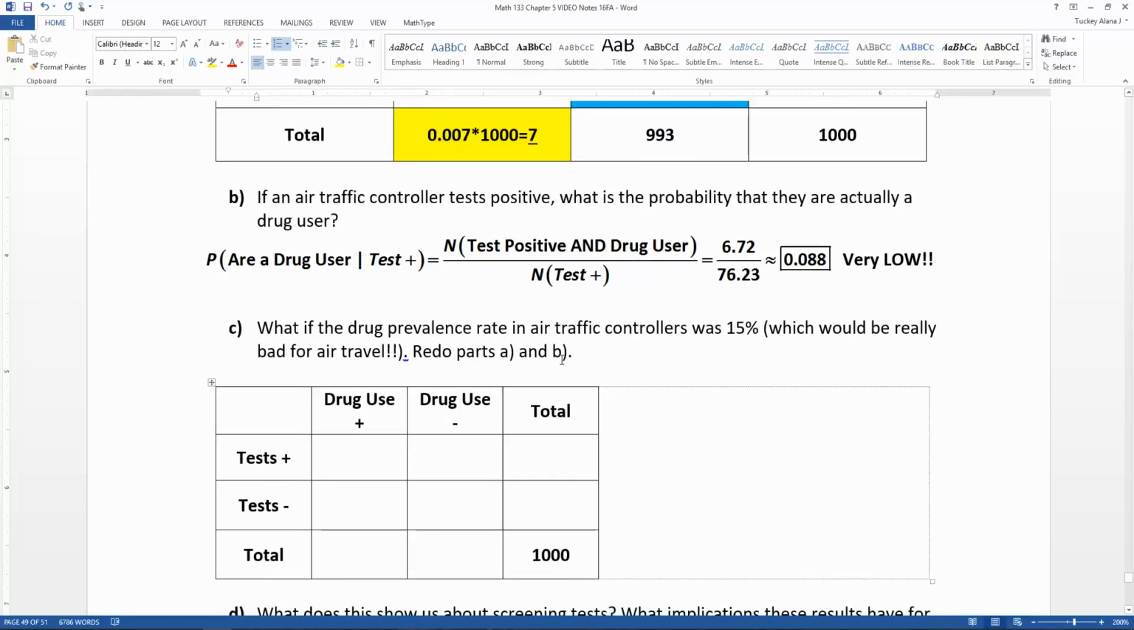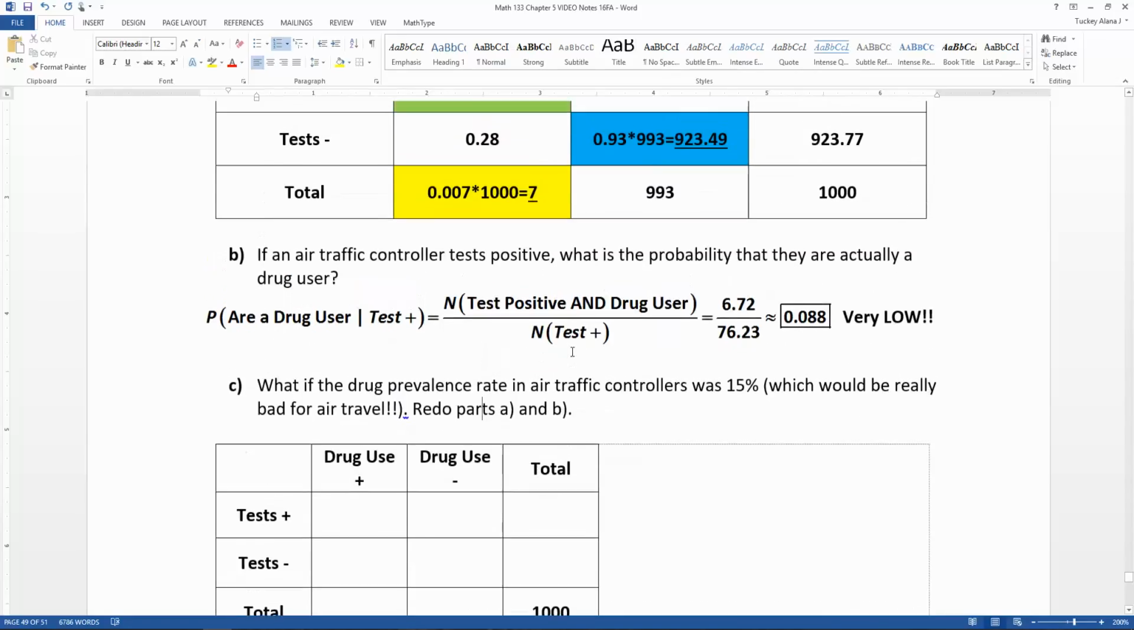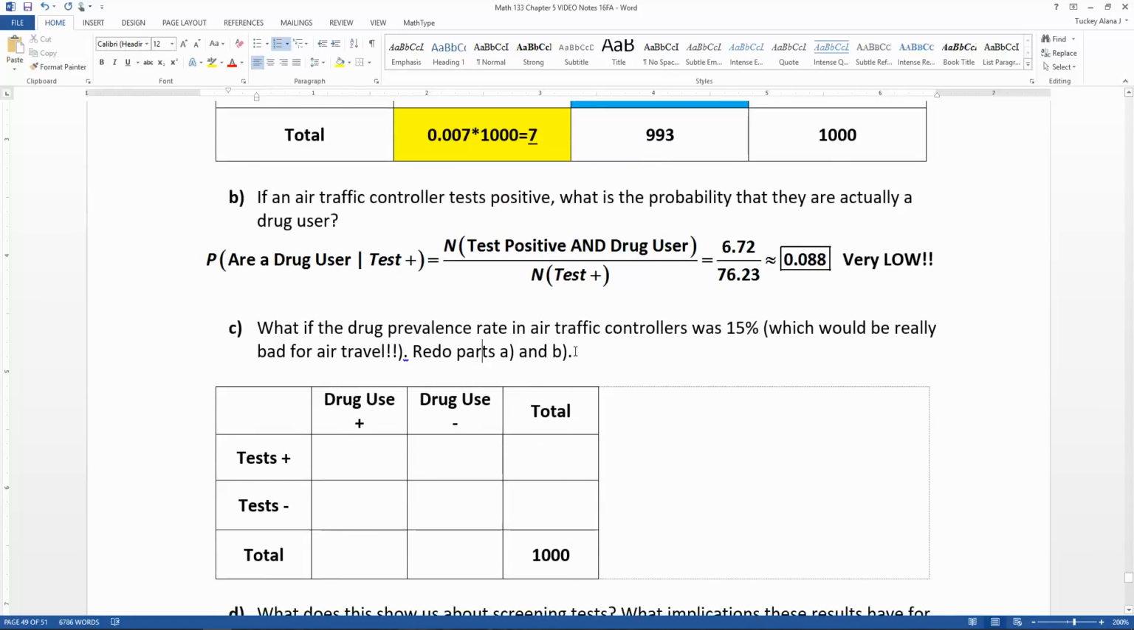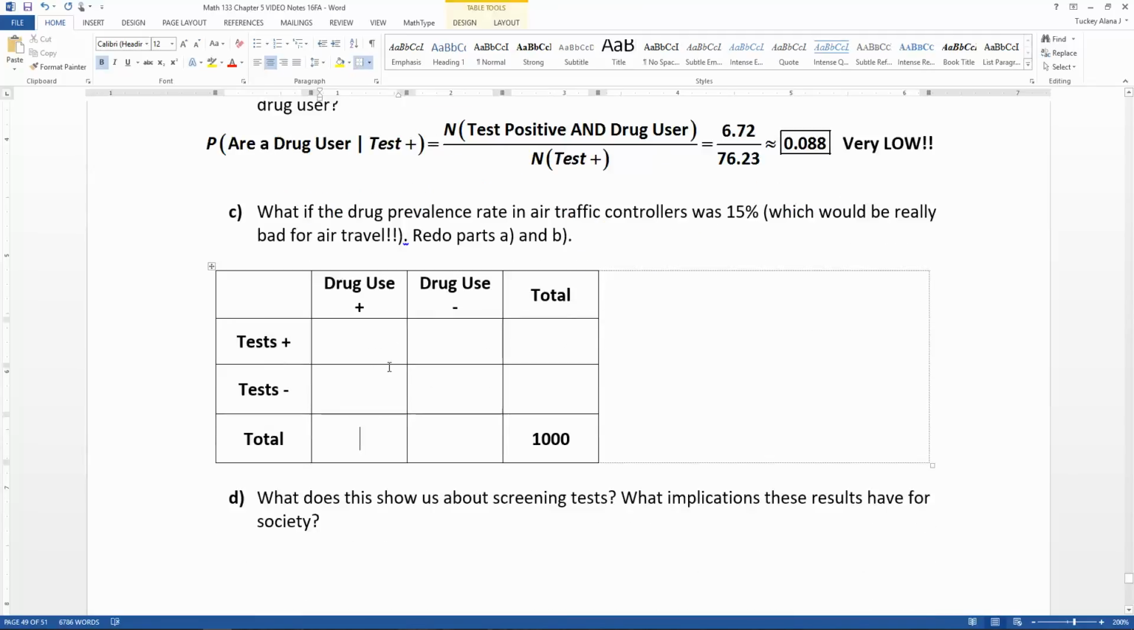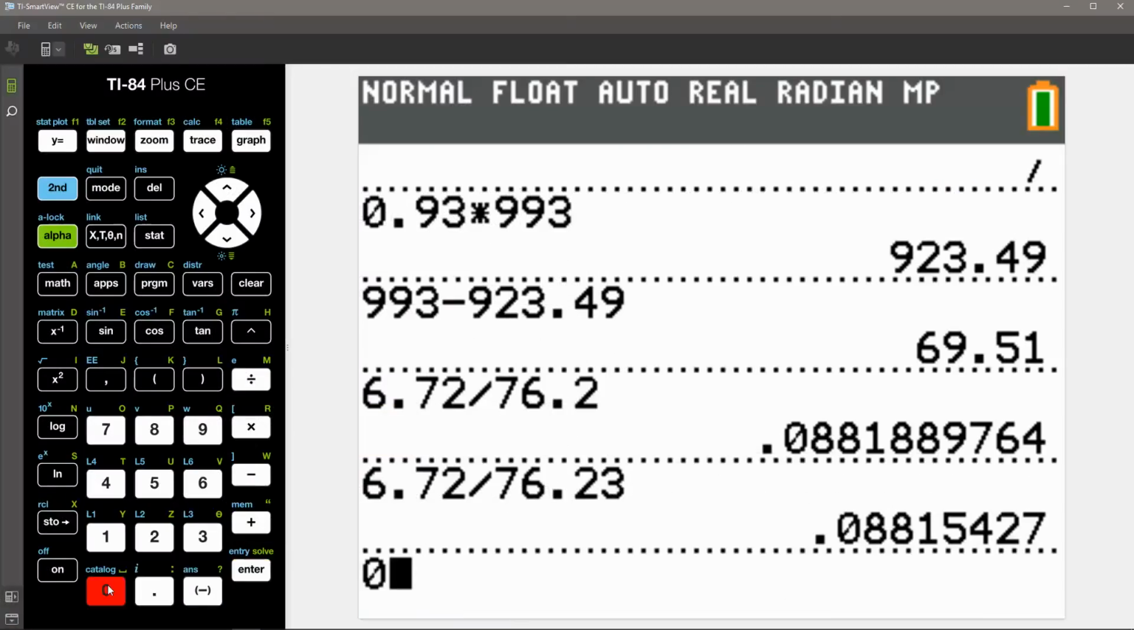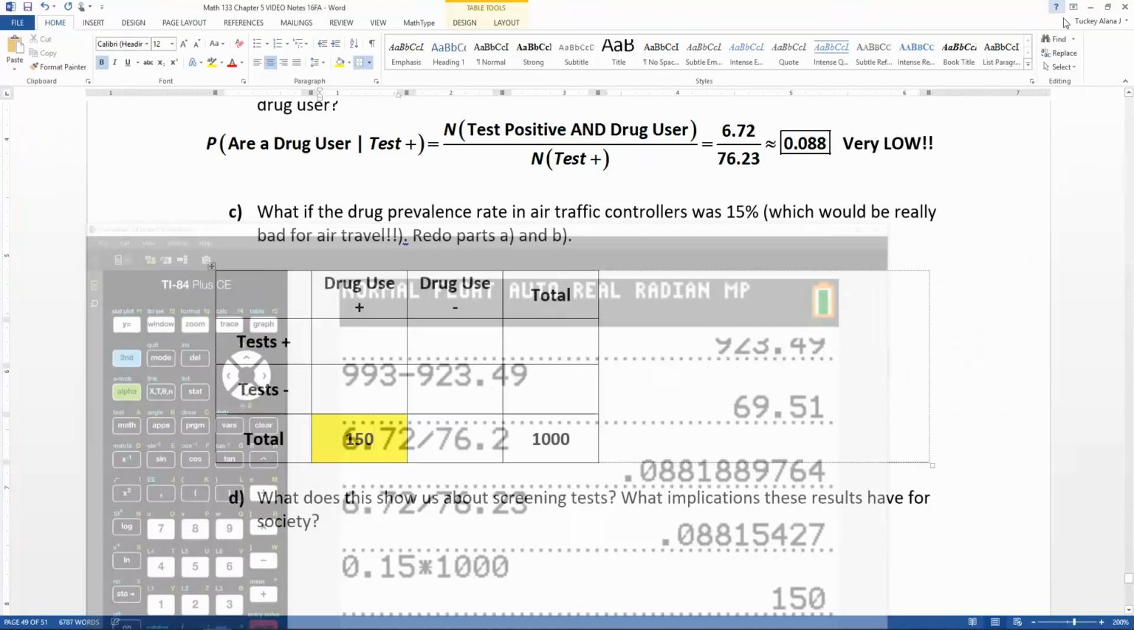All right, now what if the prevalence rate wasn't so low? What if it's 15%, which would be very, very bad, right? If 15% of air traffic controllers are drug users, but bear with me. If the prevalence rate was 15%, that would change how we calculate this cell right here, because then we would take 15% of 1,000, which is 150.